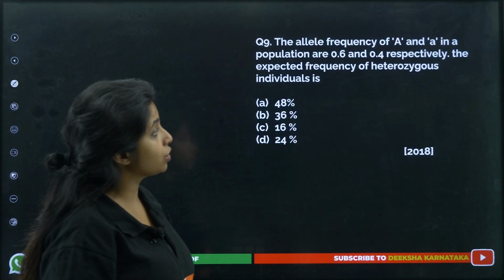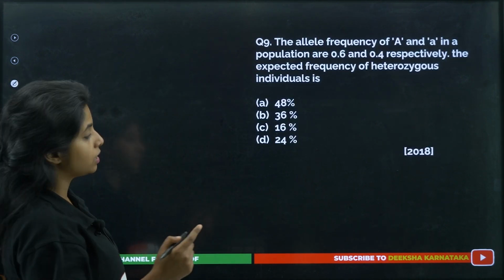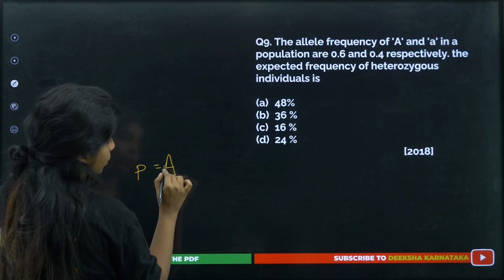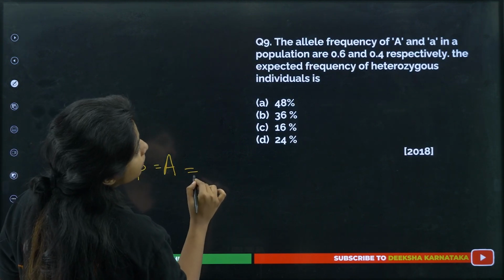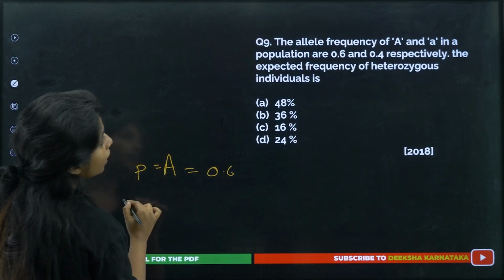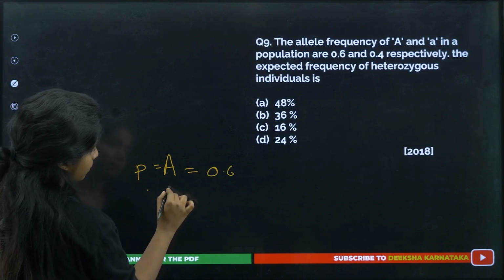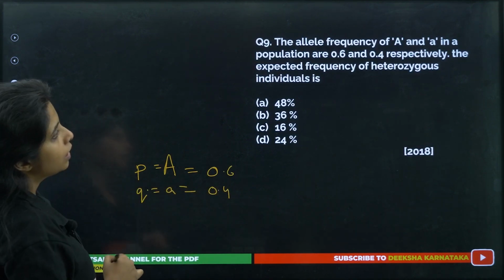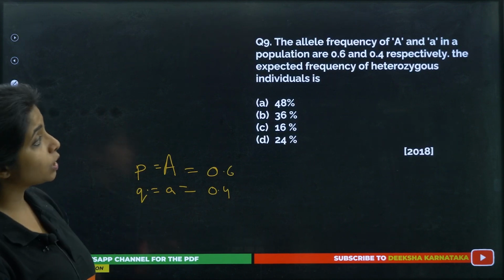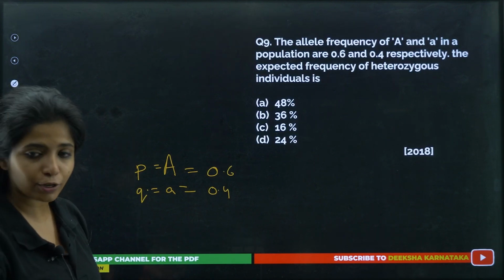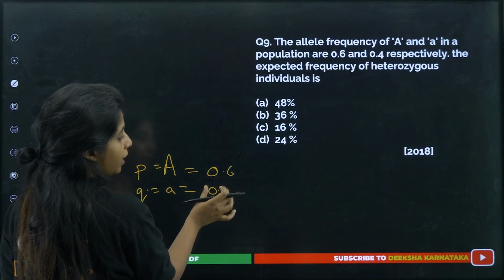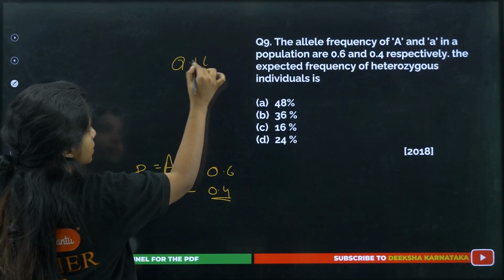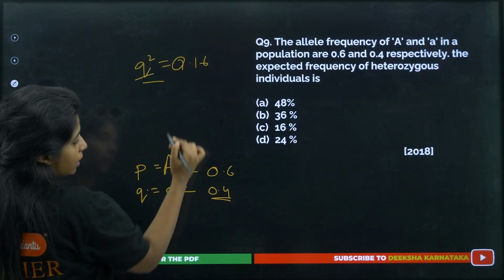Now the allele frequency of A, look here, allele frequency is given and that is of capital A. For capital A, that means you're talking about p. What is it, children? What is allele frequency? It is 0.6. Okay. And the allele frequency of small a, that means you're talking about q. It is what? 0.4. Okay. Respectively. The expected frequency of heterozygous individual, the same question. This time they didn't ask you to find this thing. It was given 0.16 as q square. This time they directly gave you q.